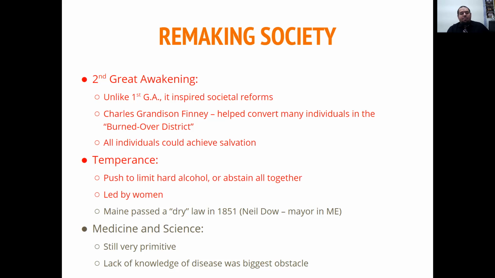Another movement is the temperance movement, and that is the push to limit hard alcohol or abstain from alcohol altogether. Yes, this is the first abolition movement. And so you have not abolition. Why can't I think of it? To abolish alcohol. It was mainly led by women. Women were often seen as the victims of alcoholism. Prohibition. There we go. The first prohibition. I knew it was somewhere around there. So that's the first prohibition movement.